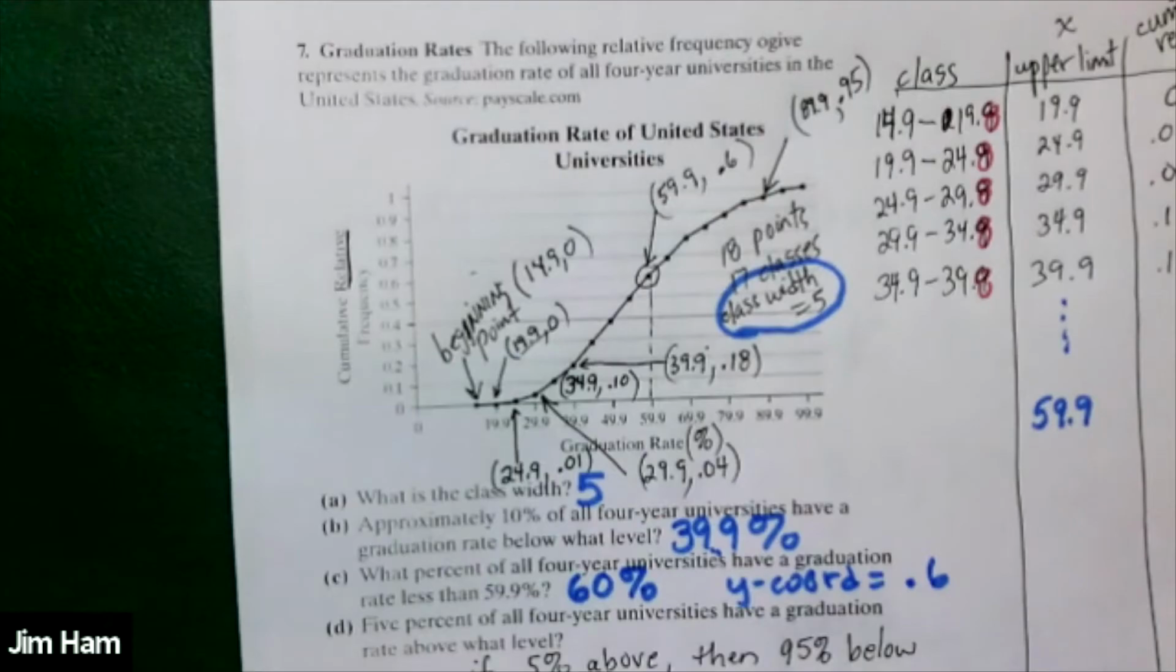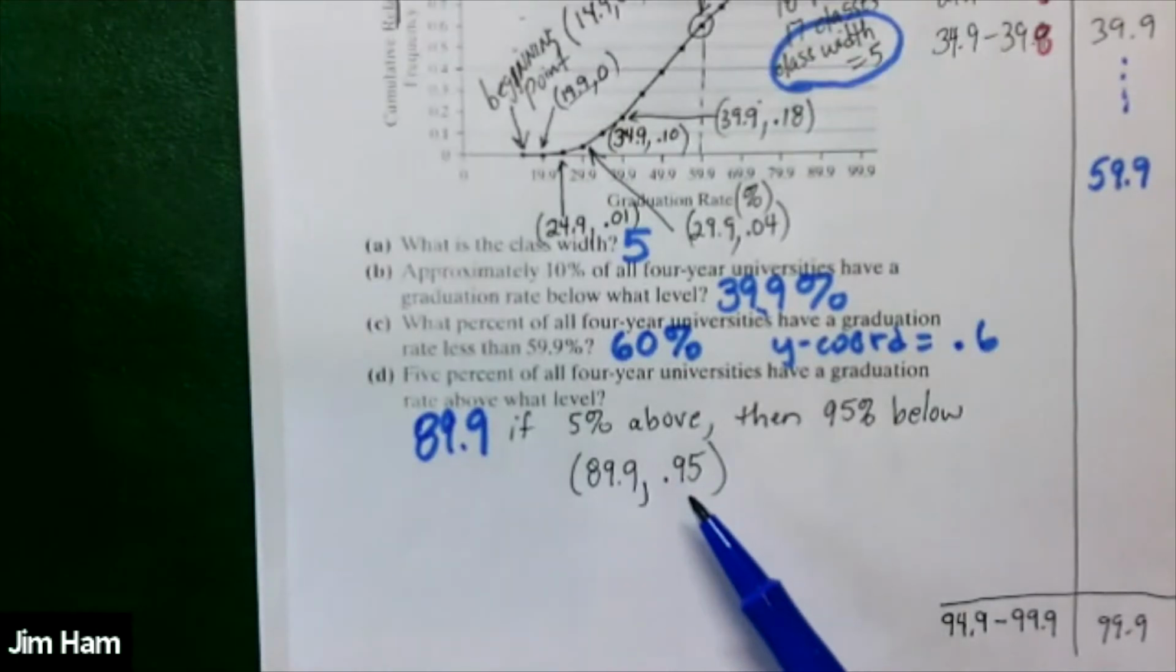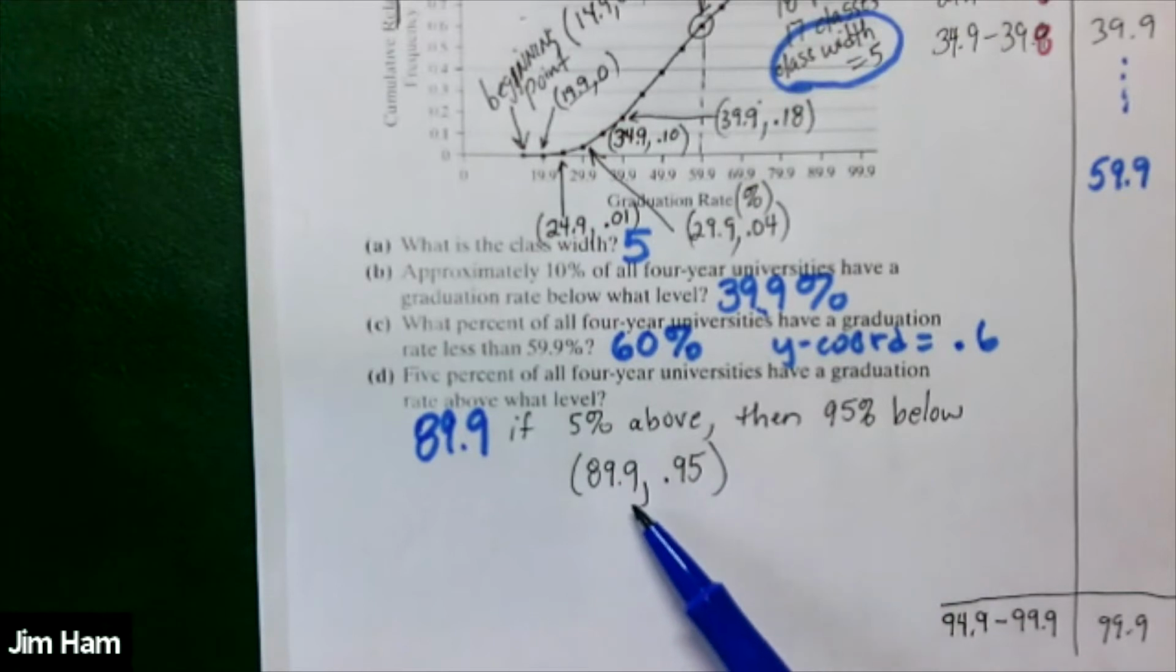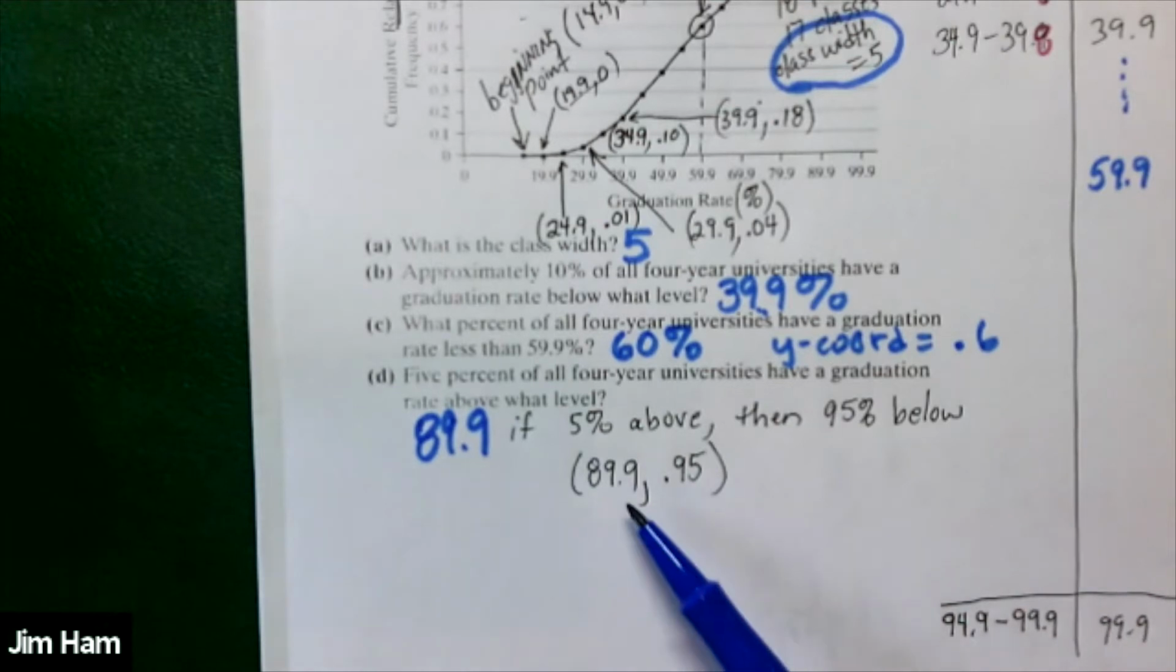So we would say that 95% of all four-year universities have a graduation rate that is less than 89.9. And this means that 5% of all four-year colleges and universities have a graduation rate that is larger than 89.9. So here's the point. 95% fall below 89.9, so 5% fall above. And so there's the number that we want to identify.